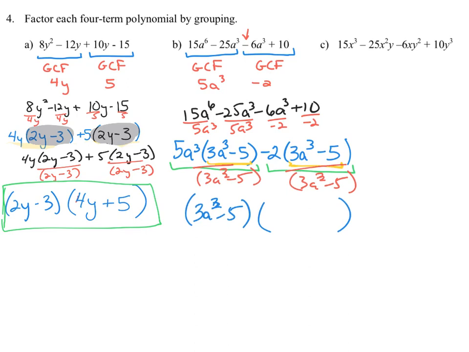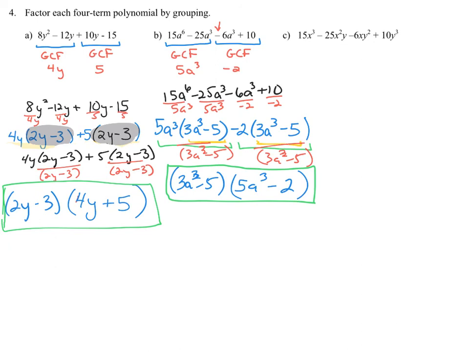Factor out the 3a cubed minus 5. What you'll have left is 5a to the 3rd minus 2. So in factored form, the polynomial can be written as the quantity 3a to the 3rd minus 5 times the quantity 5a to the 3rd minus 2.